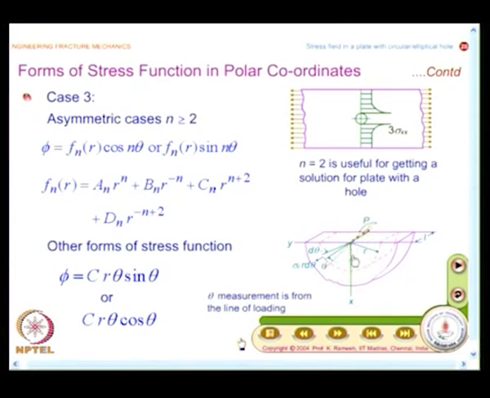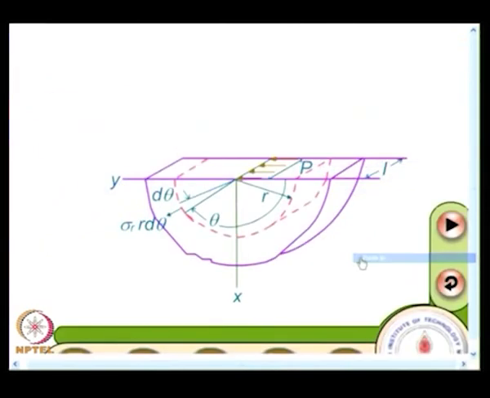I think I would enlarge this figure for you. What you have here is a concentrated load on a semi infinite plate. You have an infinite boundary here, I have a concentrated load, I have a load at an inclination, I have a load which is tangential to the surface. And if you look at the diagram carefully, the same stress function c r theta sin theta or c r theta cos theta could be invoked for all these three cases by carefully defining theta.